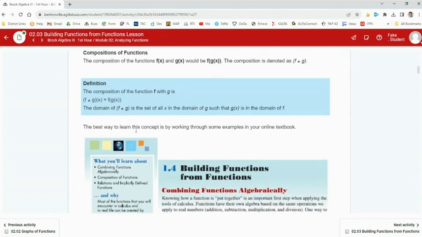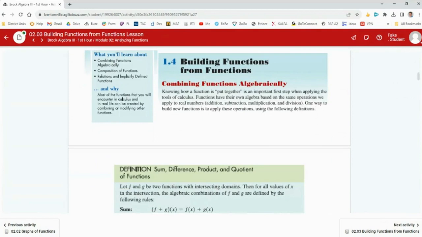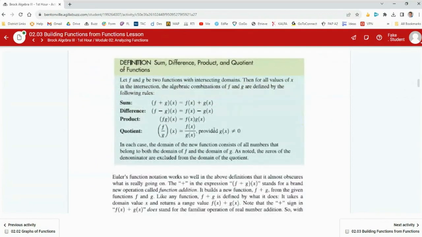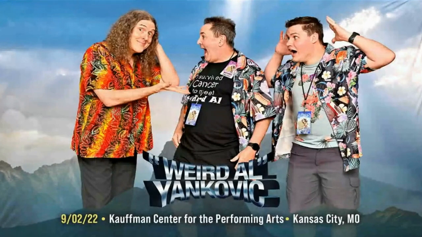It says the best way to learn this concept is working through examples in the online textbook. So here's the online textbook. So let's look at how some of these examples work. So I'm going to move this over where I can see it on another screen.